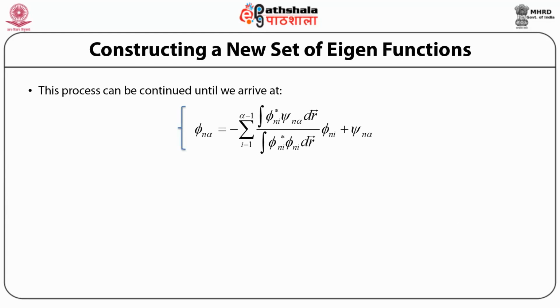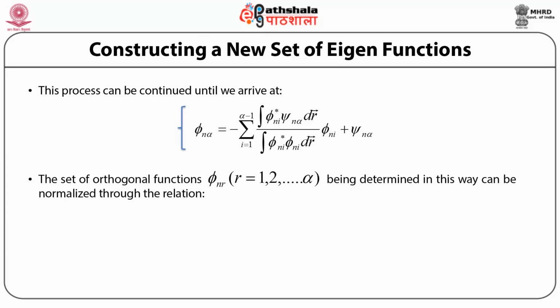This process can be continued until we arrive at phi n alpha is equal to minus summation over i going from 1 to alpha minus 1 of integral phi n i star psi n alpha dr divided by integral phi n i star phi n i dr into phi n i, plus psi n alpha, and is normalizable.